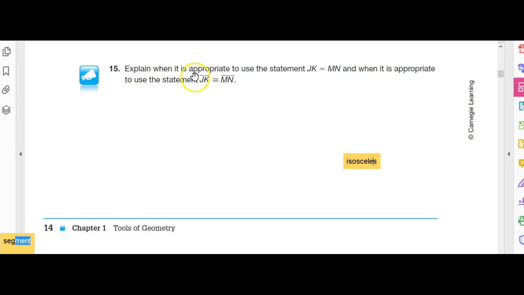Over here, I would use this statement when I'm talking about the objects themselves, the geometric objects, which are segments. So when I want to say this segment is congruent to that segment, then I would use this. So one when I'm talking about distance between points, another when I'm talking about the congruency of objects. Okay?